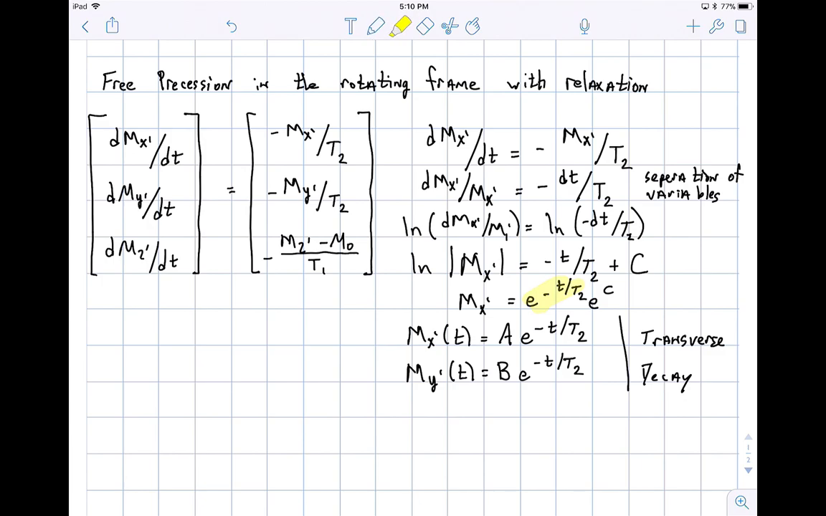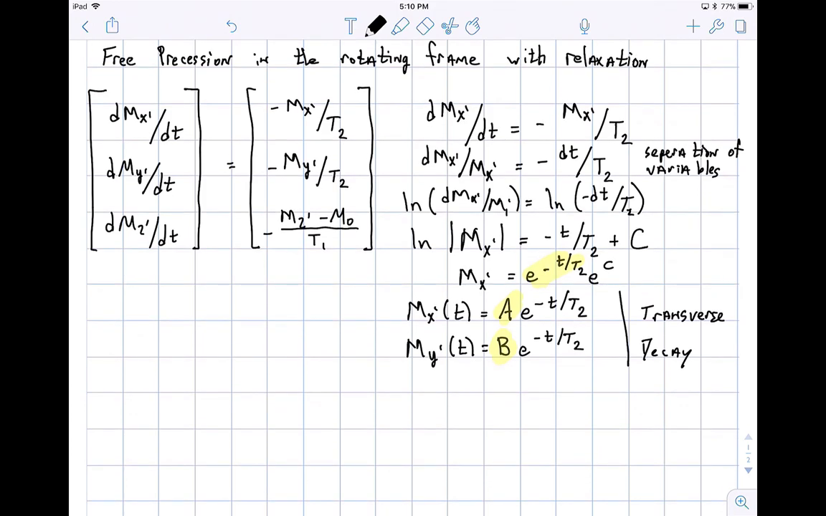Obviously, we don't just want A's and B's in there, so we can think about what's our initial condition. So I can say, well, what is Mx prime at time equal to 0? And that's just going to be equal to A from the expression that we just wrote down. Time is 0, the exponential is 1. But we always just write that as our initial condition, right? So this is just Mx0.